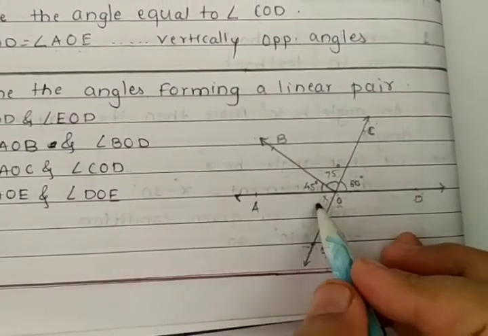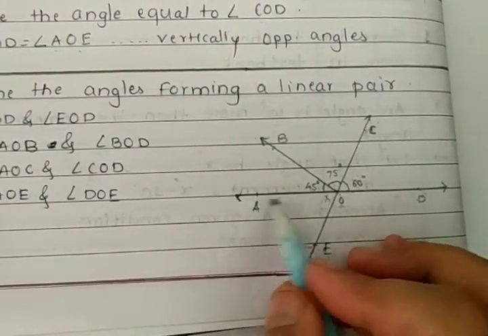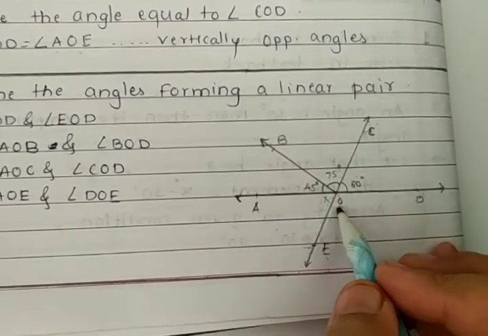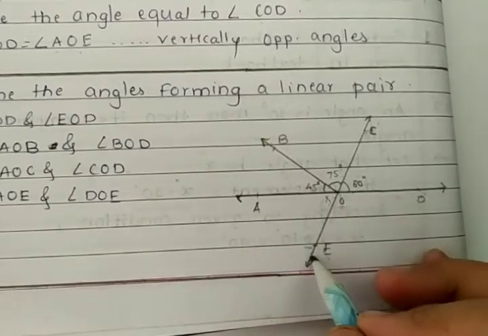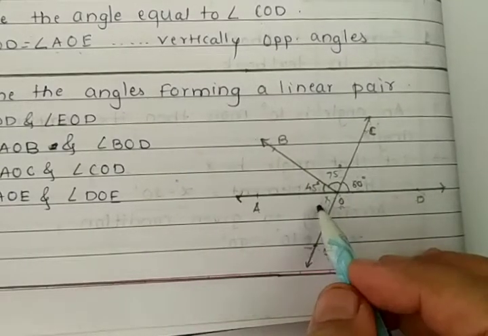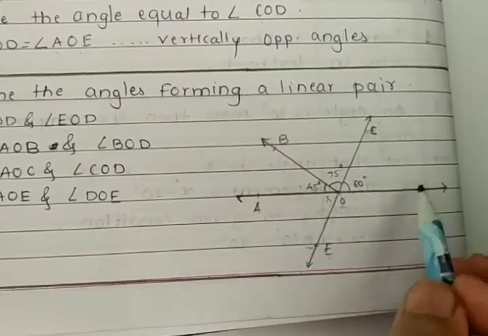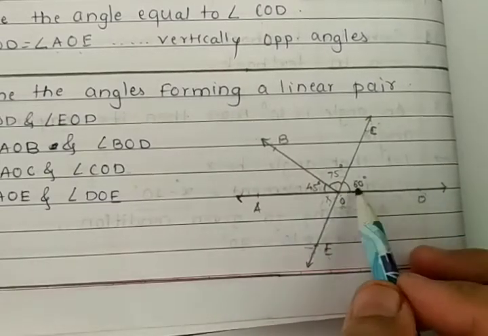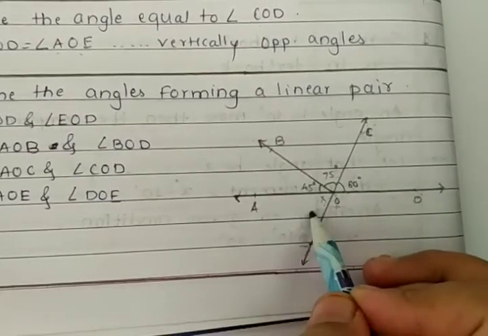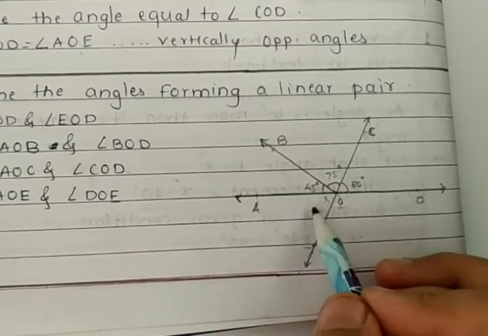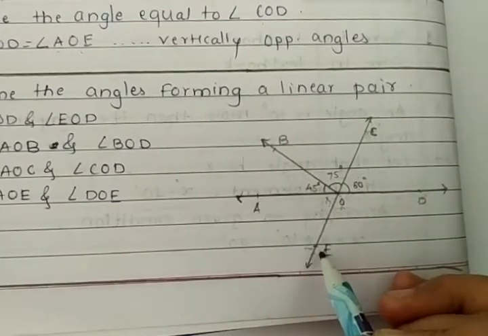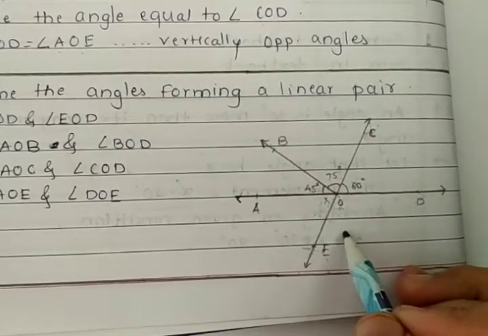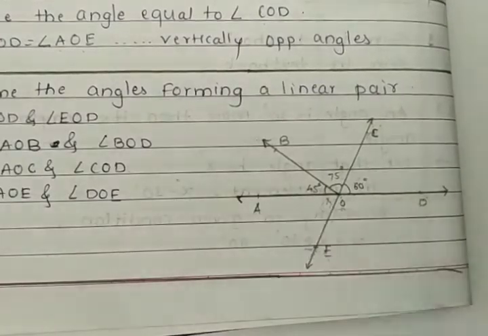As you can see here, these two angles are forming a linear pair, that is AOE plus DOE. So the addition of these two will be 180 degrees. But what about AOE? Can we find the measure of this angle? Yes, because COD and AOE are vertically opposite angles. If COD is 60 degrees, that means AOE is also 60 degrees, right? So AOE will be 60 and AOE plus DOE will be 180. In this way you can find the measure of angle DOE. Let's see.